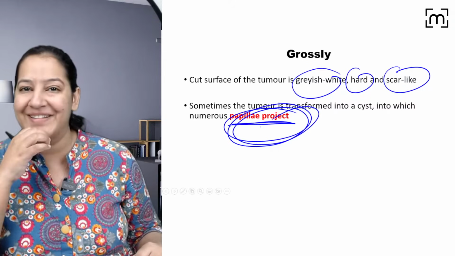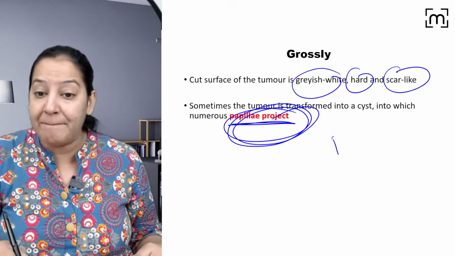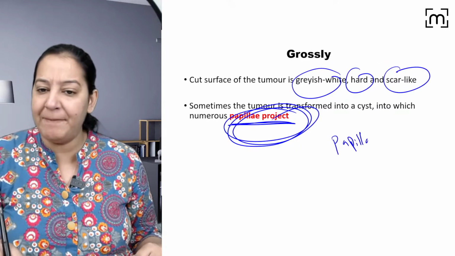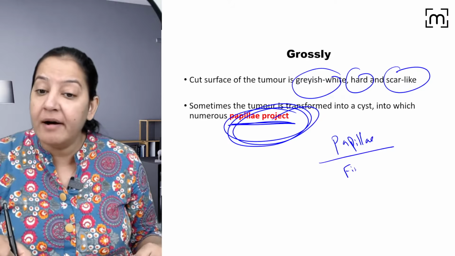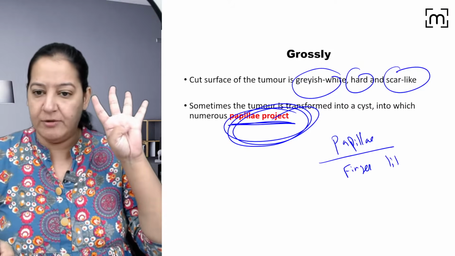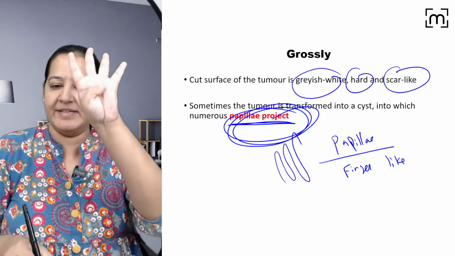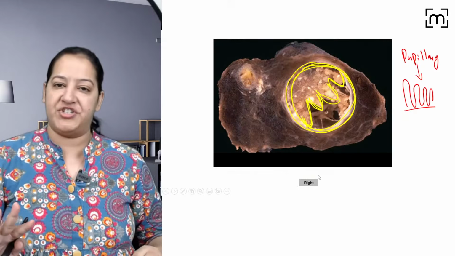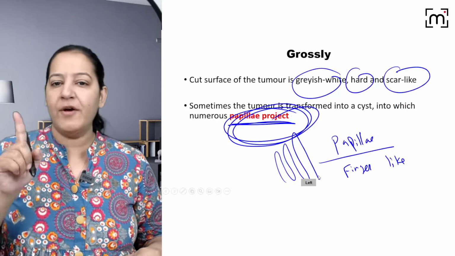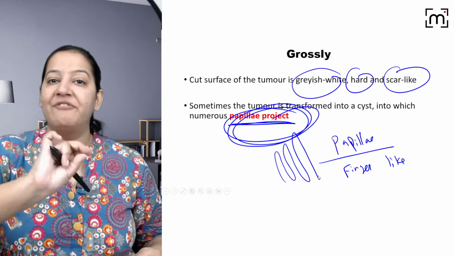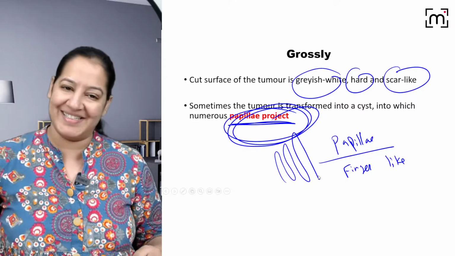Give me a thumbs up if you got the meaning of the papillae. What do you mean by papillae? Papillae means finger-like projections. Can you see my fingers here? So the projections are like fingers. It's like this, so it's finger-like projection, right? So grossly also, microscopically also. So grossly you have to take only one word into consideration: finger-like projections. That's it, right?